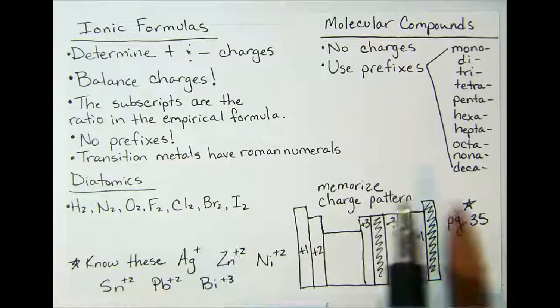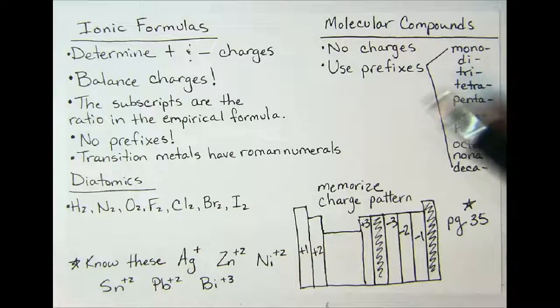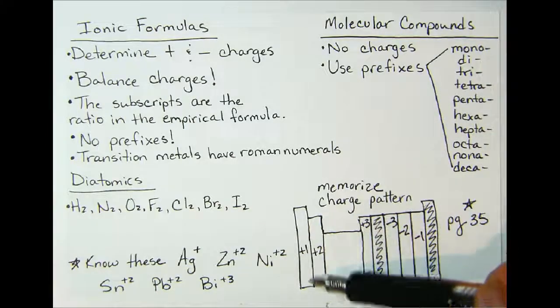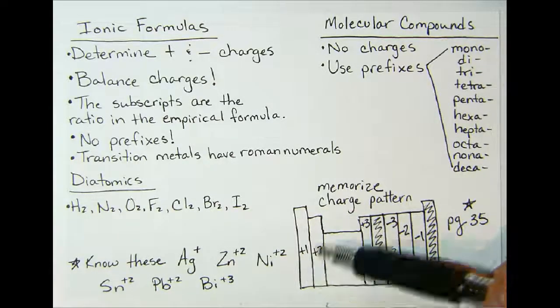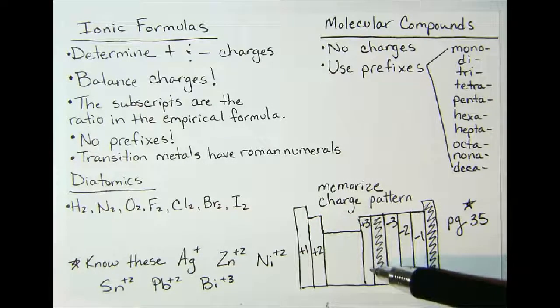elements when they're neutral. You need to memorize that silver is +1, zinc +2, nickel +2. Also memorize tin 2, lead 2, and bismuth is a +3. And then otherwise, be able to look on the periodic table and note that if something is in group 1, the alkali metals, it's a +1 charge. Alkaline earth metals, a +2. Group 3 here is a +3.